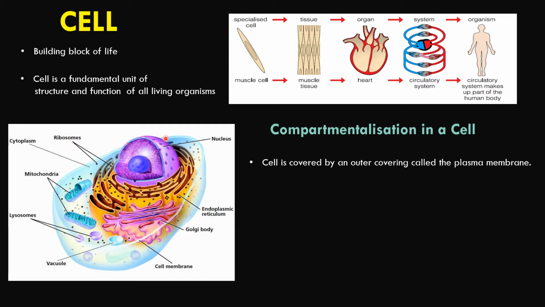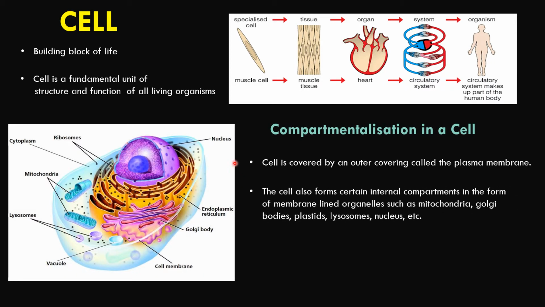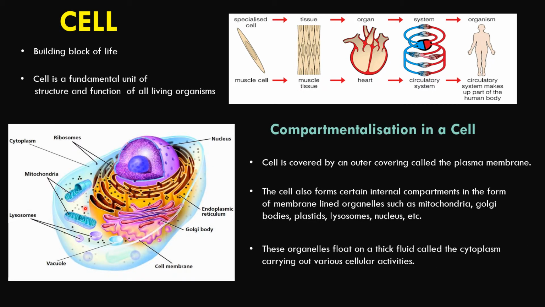Cells are covered by a distinct membrane on all sides called the plasma membrane. It has certain internal components called the cell organelles, like the mitochondria, Golgi bodies, plastids, lysosomes, etc. These organelles are membrane-bound compartments where various cellular activities are carried out. There is a thick liquid called the cytoplasm inside the cell where these organelles float and carry out all the cellular activities.